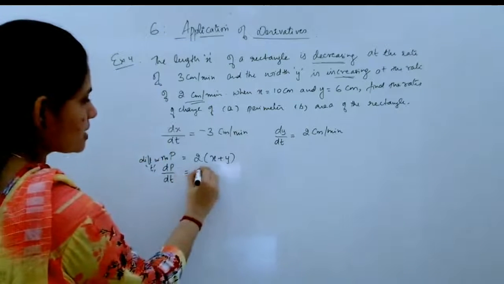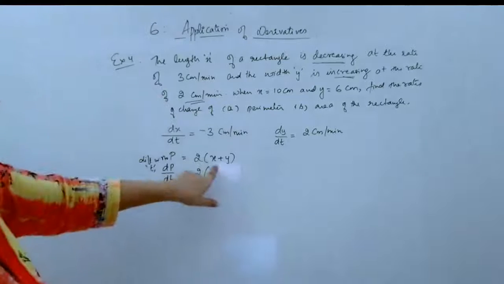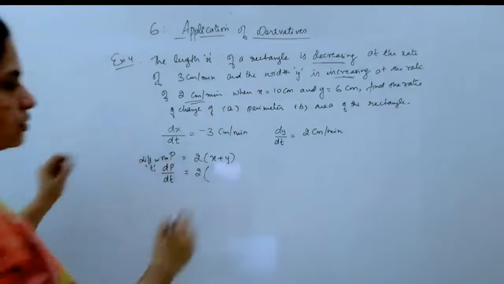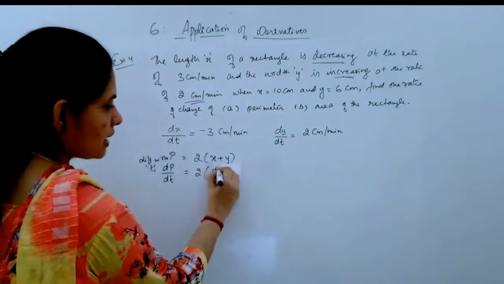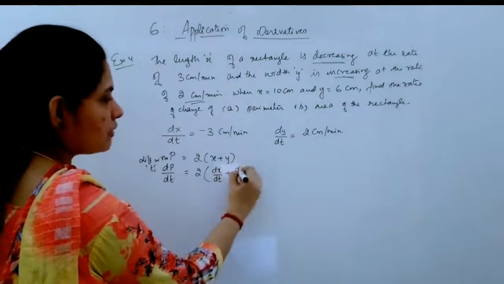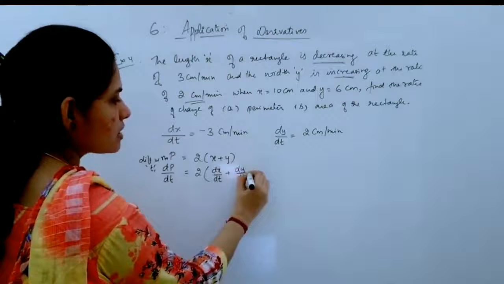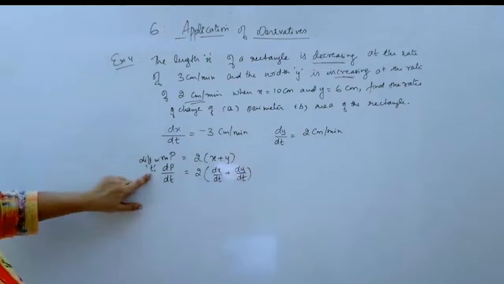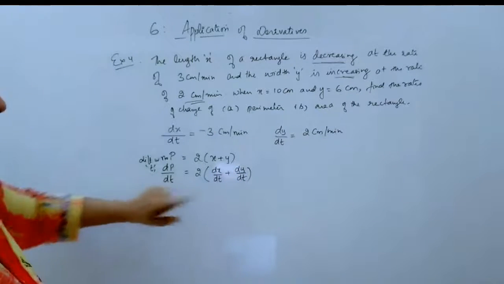So dP by dt is equal to 2 into, again x is depending on t, so derivative of x will give you dx by dt plus y, derivative of y will give you dy by dt, because you are differentiating with respect to t. So this is your dP by dt.